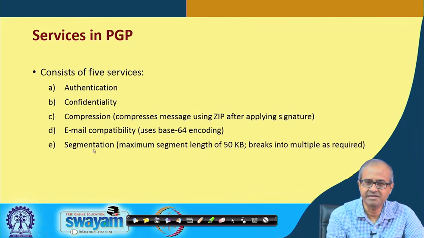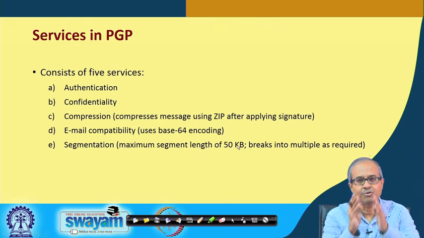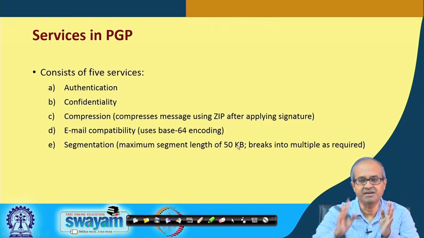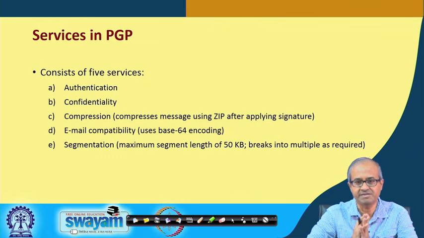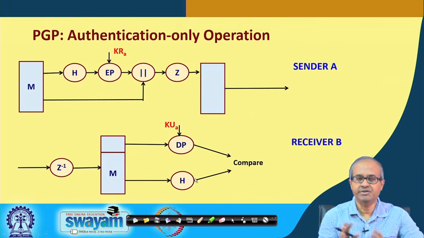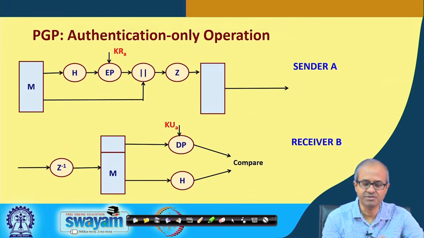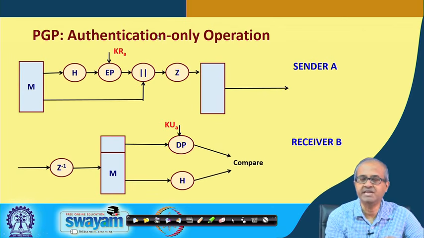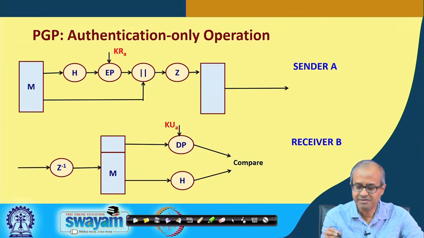And segmentation means if your message size is more than 50 kilobytes, it will break it up. Each chunk can be a maximum of 50 kilobytes. That is how it works. So, let me show you 2 typical scenarios. In PGP, suppose I want authentication, only authentication. I want to verify that the message is coming from a sender.